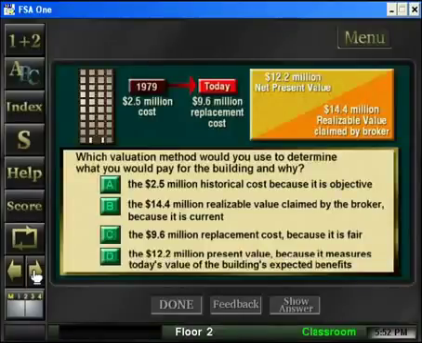Suppose that a similar building across the street was put on the market today. Your company is interested in purchasing the building. Which valuation method would you use to determine what you would pay for the building and why? Right answer. The present value of future benefits is often a decision criterion when purchasing non-monetary assets.